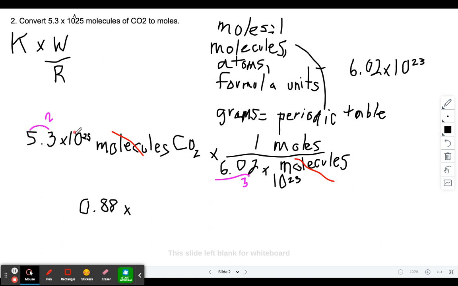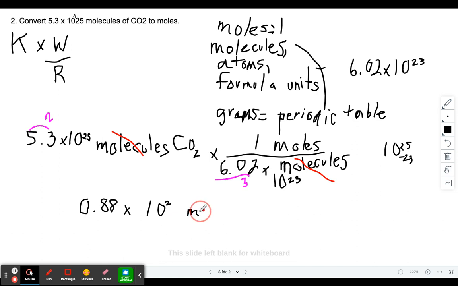And then I want to divide the 10 to the 25th by 10 to the 23rd. When I divide scientific notation with the exponents, you subtract your exponents. So take the 25 and subtract the 23. So 25 minus 23 gives me 10 to the second. And my answer has to be in moles.